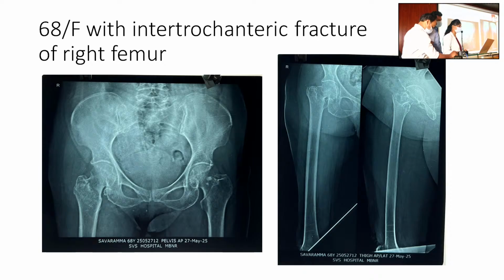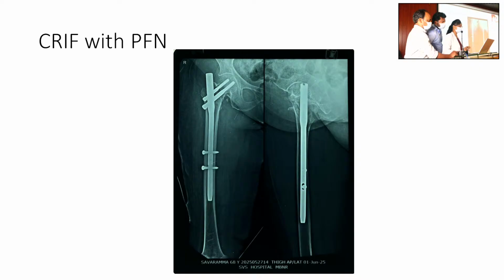A 68-year-old female with intertrochanteric fracture of right femur, sir. Boyd and Griffin type 2. We have done closed reduction internal fixation with PFN.